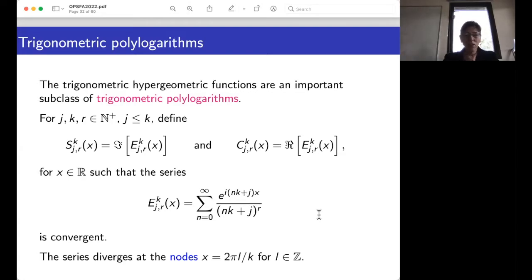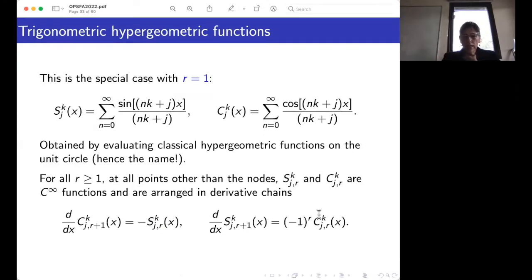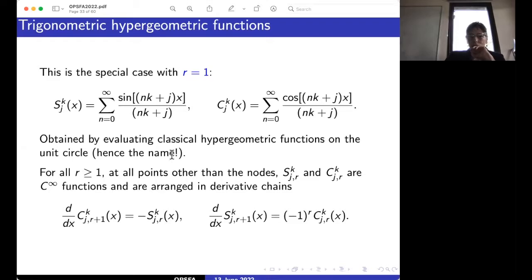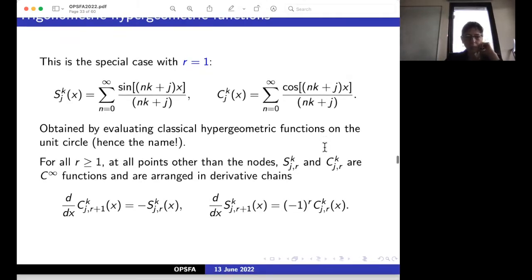So we know that in the special case of R equal 1, which is the case we have, that's what SJK looks like. I also have the real part of this trigonometric polylogarithm, because it so happens that the derivatives of these functions are arranged in derivative chains. Because of sine and cosine, of course, they flip from one to the other. And they are obtained by evaluating classical hypergeometric functions on the unit circle. That's where the trigonometric name comes from.